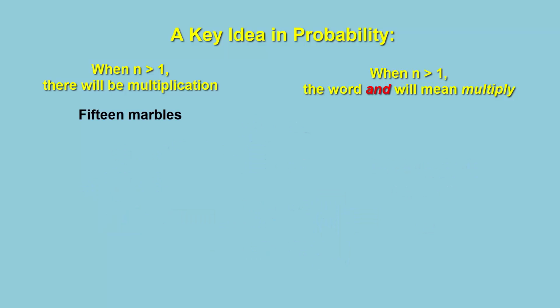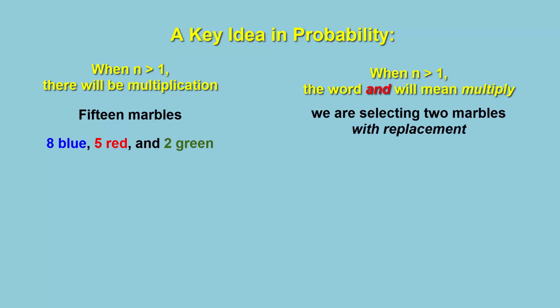Suppose there are 15 marbles in a bag. 8 are blue, 5 are red, and 2 are green. A marble is to be randomly selected, the color recorded, and then the marble returned to the bag. After mixing up the marbles some more, a marble is again to be selected and the color recorded. This is called sampling with replacement. By returning the first selected marble to the bag, it is possible for the same marble to be selected the second time. This preserves the original probabilities.